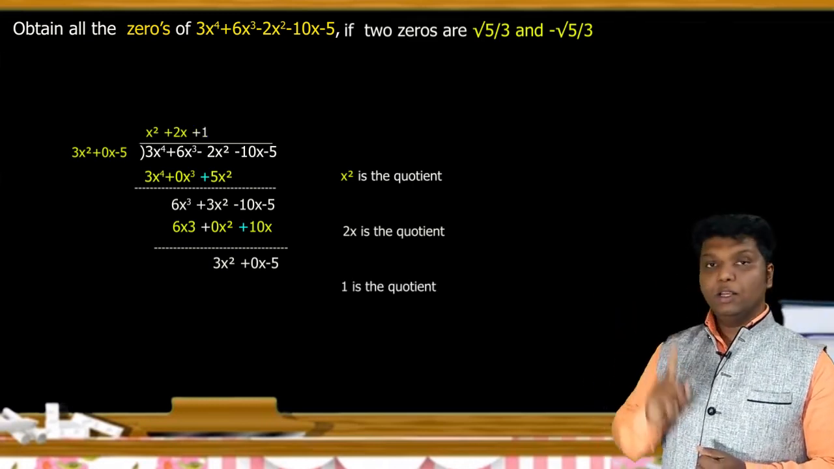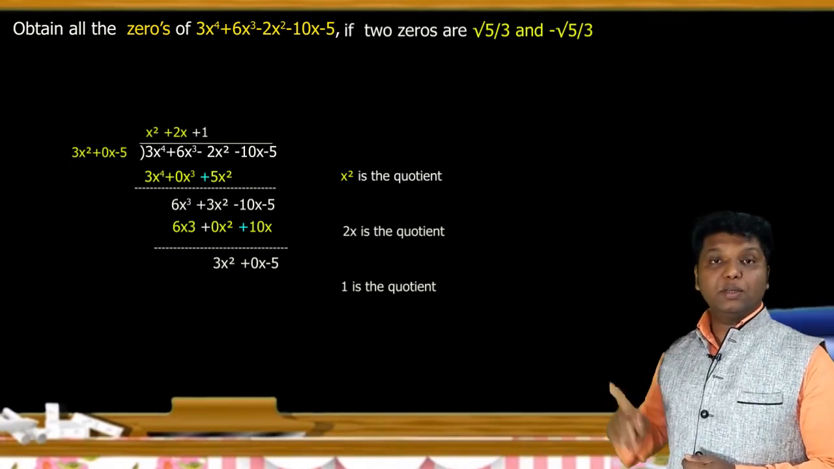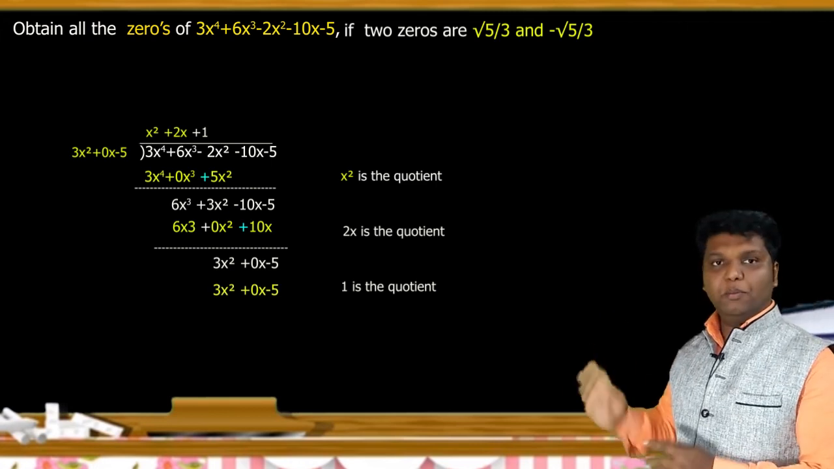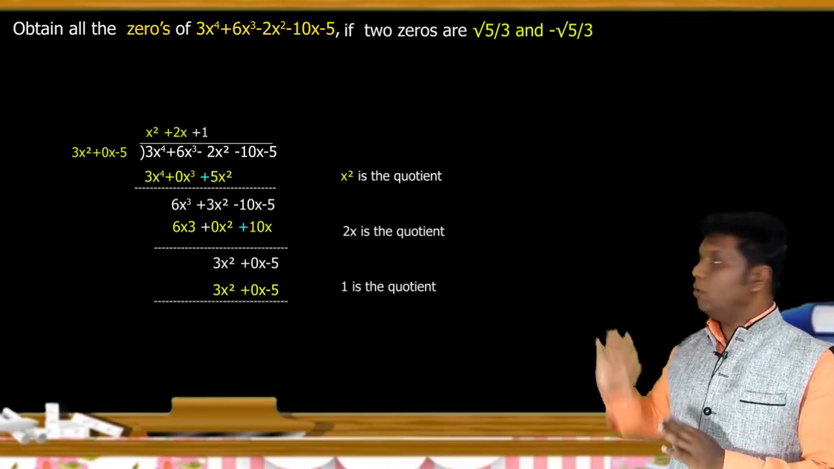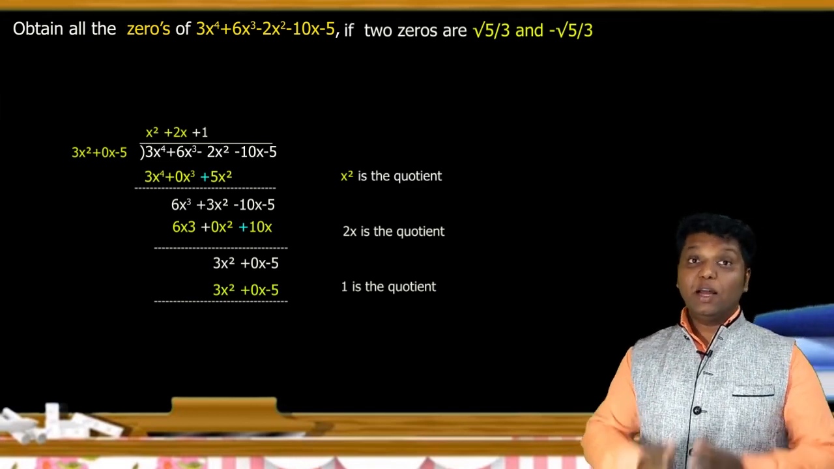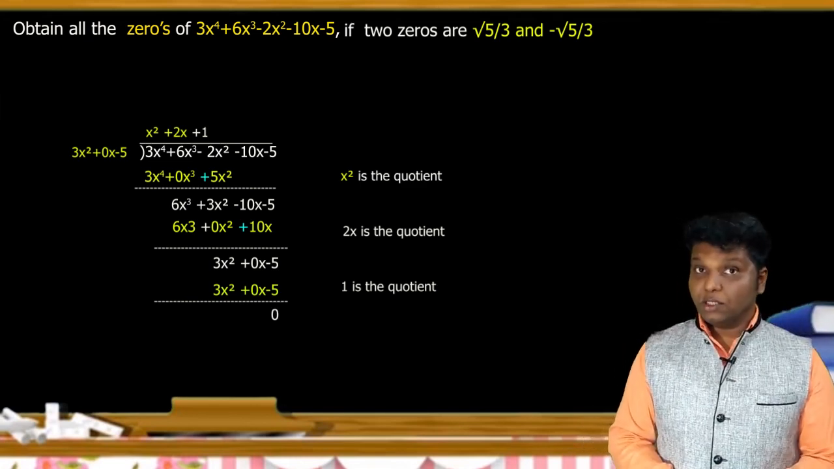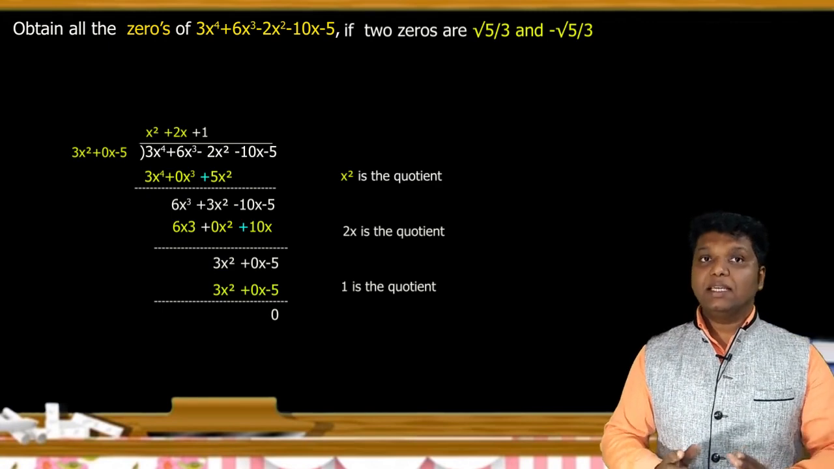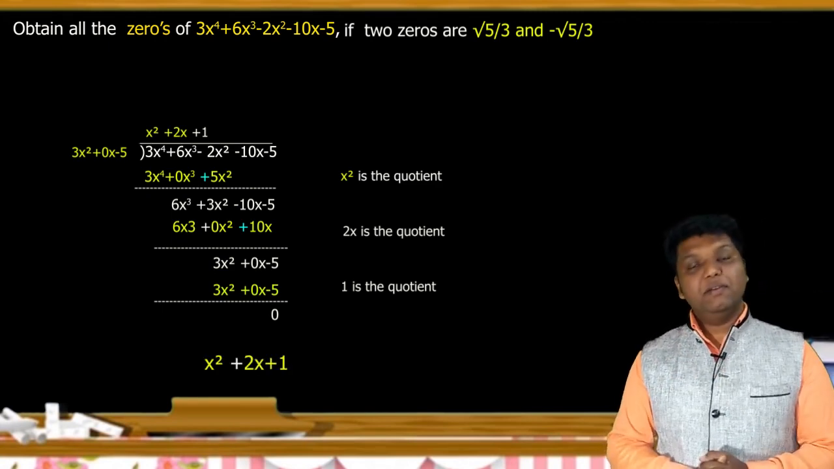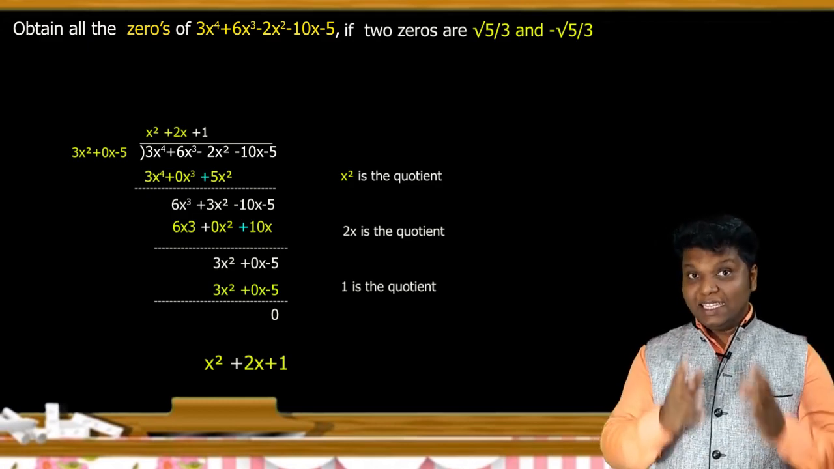Now by this 1 you have to multiply the divisor. 1 into 3x square, 3x square. 1 into 0x, 0x. 1 into minus 5, minus 5. Now all numbers are exactly the same, so subtracting them, it's 0 itself. So now see, what is the quotient which we receive right now? The quotient part is x square plus 2x plus 1. That is the thing which we are in need of. We need this particular term.